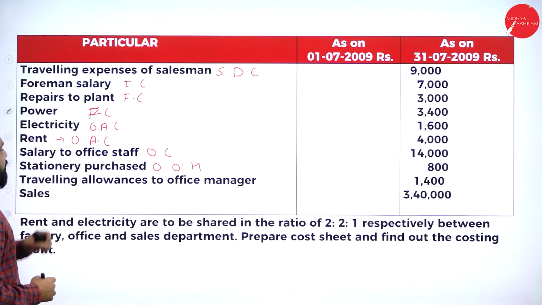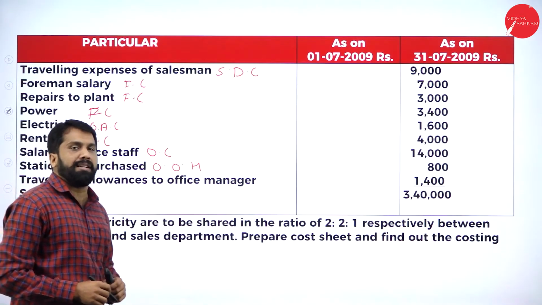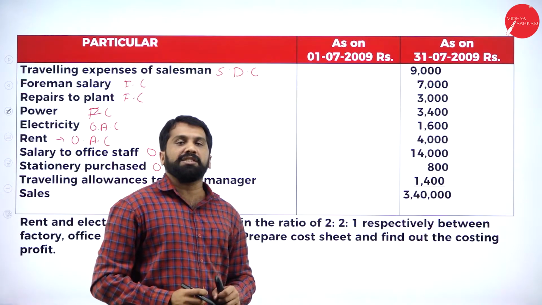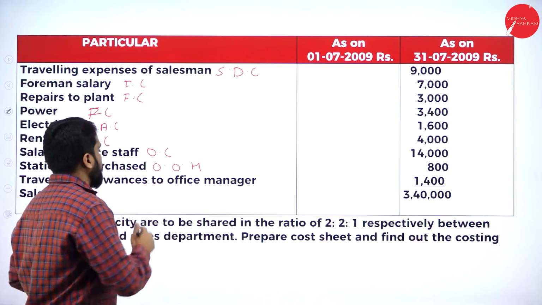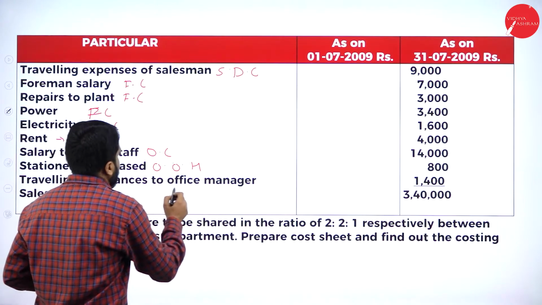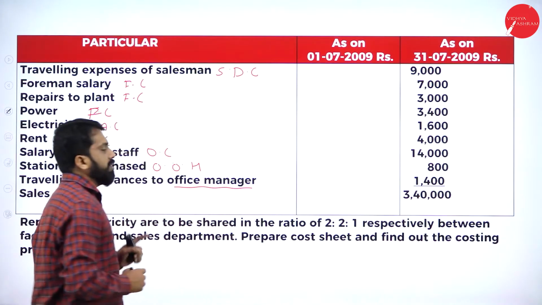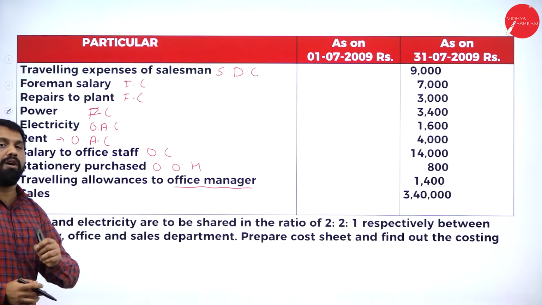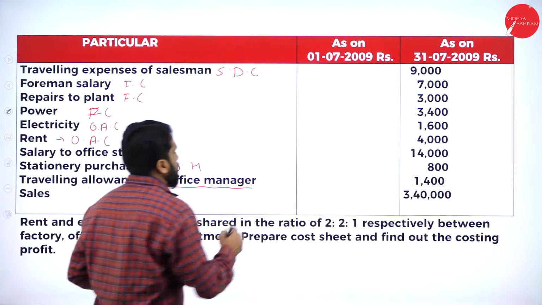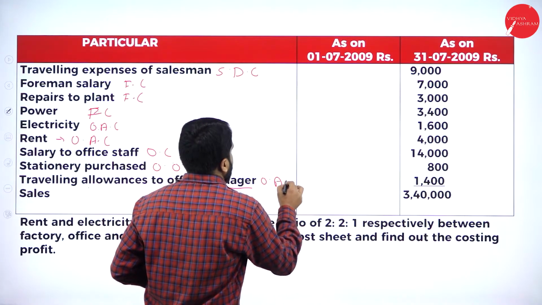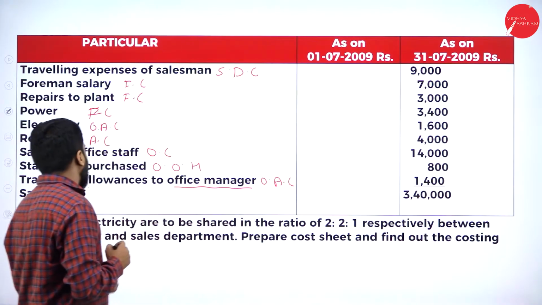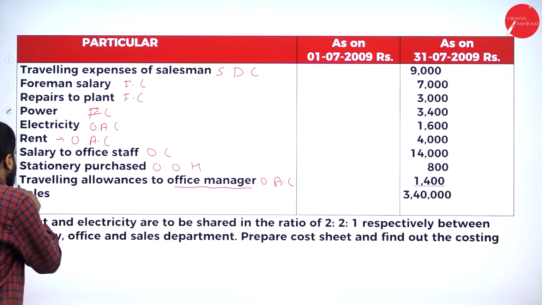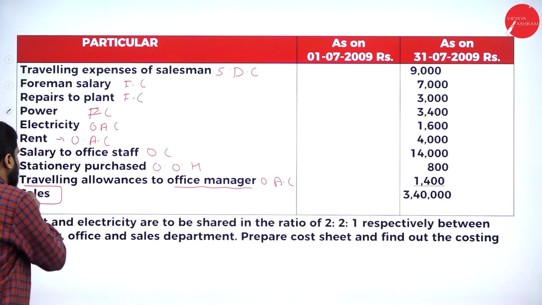Next, traveling allowance. What is traveling allowance? Again, this is for what? Sales purpose? No, but it is traveling allowance to the office manager. They have not given it to a salesperson. They have given it to whom? Office manager. Now it will come under office and administration cost. Then the last one, this will be sales.